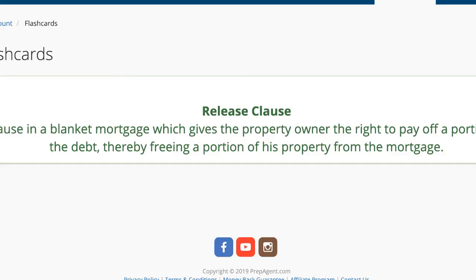So somebody who wants to build lots and lots of properties could borrow against multiple properties to get a bigger loan. Then as they pay off the loan, certain properties are released. Okay, it's called the release clause. Much more popular with things like construction and things of that nature. That was a tough one.